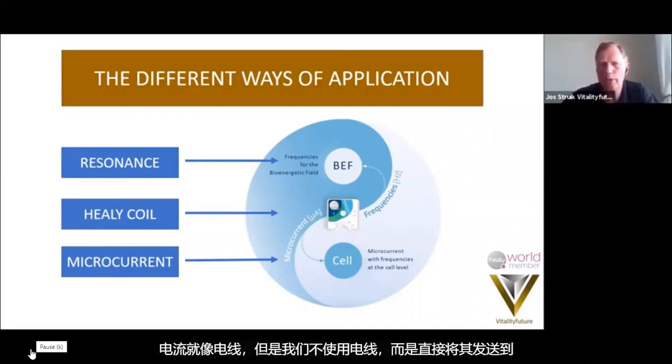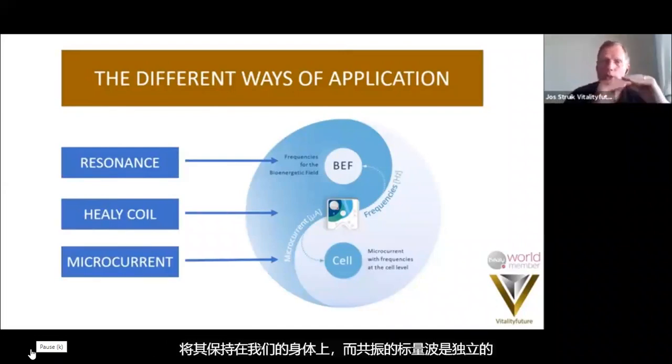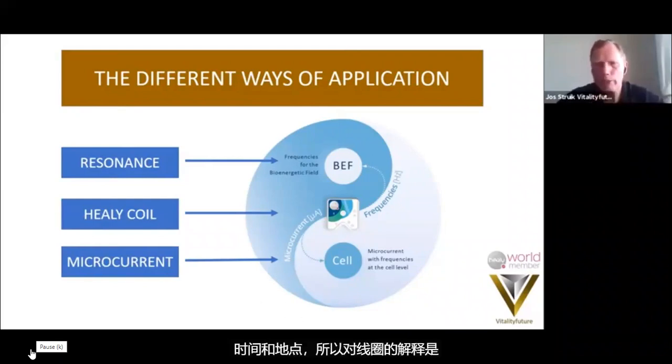Like with the wires, but we don't use wires. We send it directly into the energy field. And it has a limited range, so we need to hold it to our body, whereas the scalar waves of the resonance are independent of time and place.